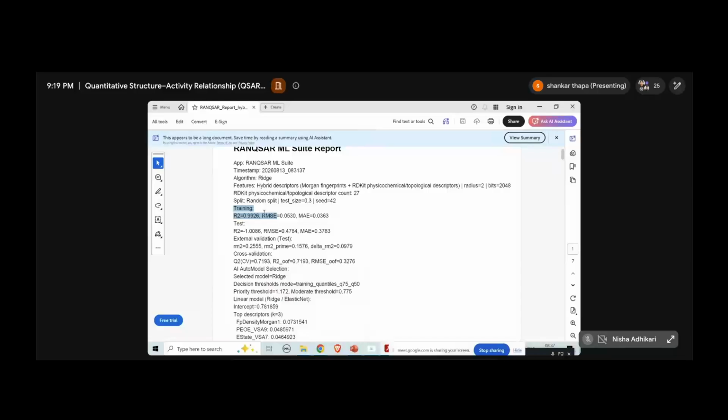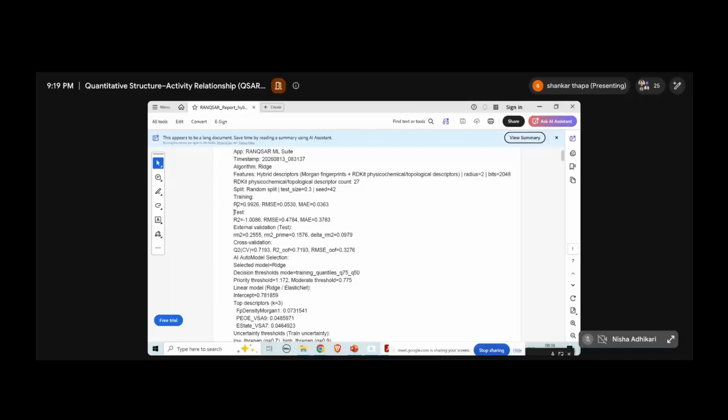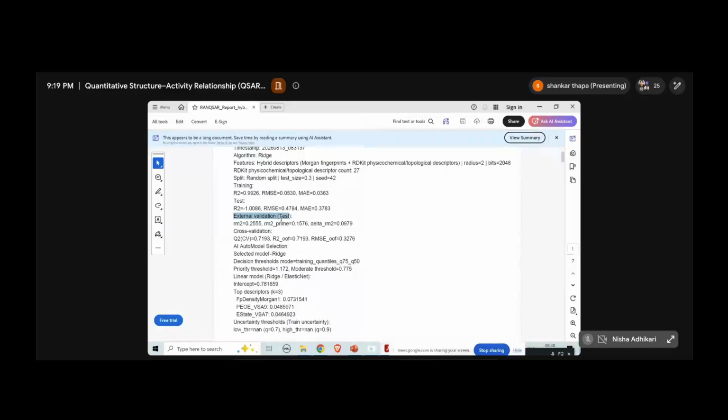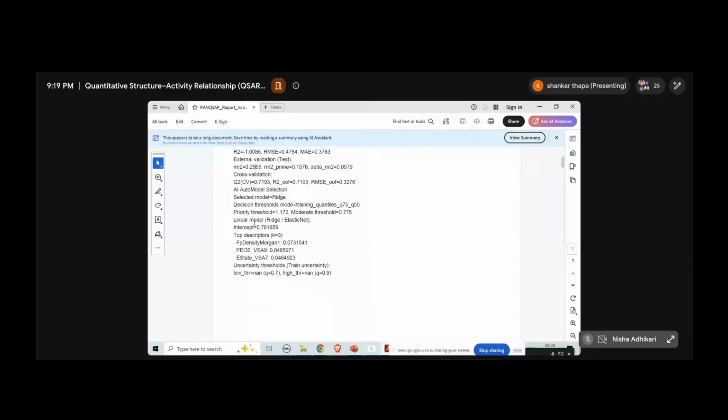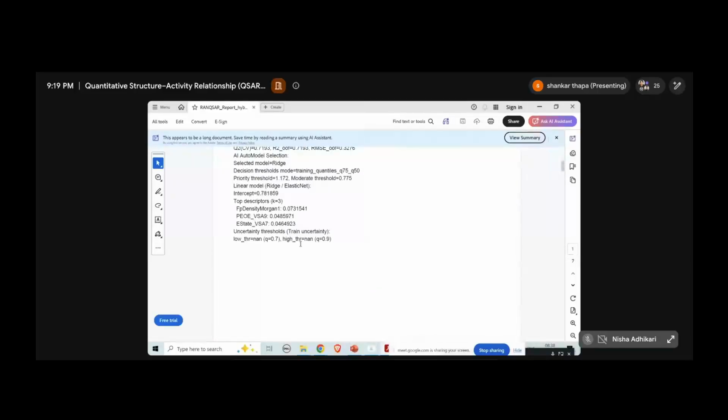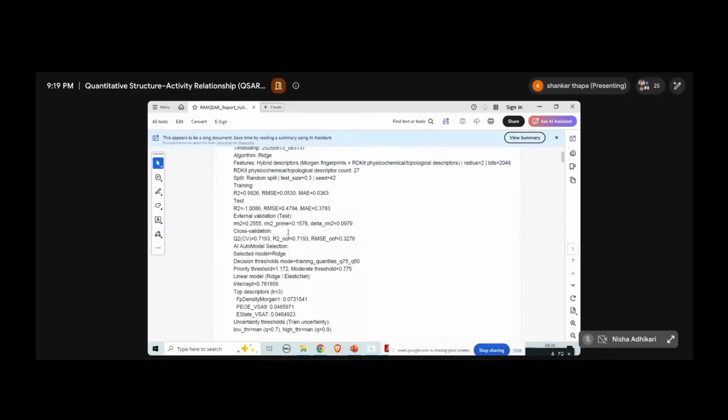Like for the training set, what is the criteria? R square is 0.99, which is very good. R square for test is minus 1.00, which is not good at all. Like this, external validations, these things are there. So everything now you have to cross verify with OECD guidelines.